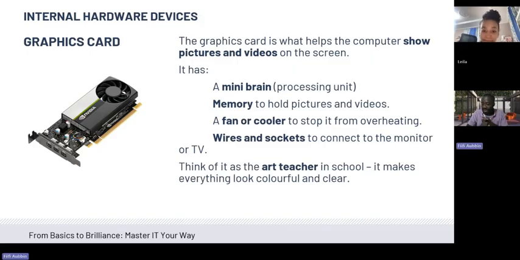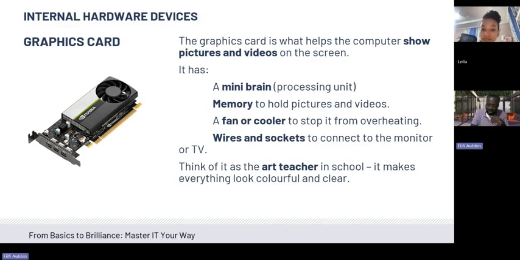The graphics card has a mini brain, like a processor. So there is a small processor attached to it. If not, the burden will be on the main processor, and we don't want to overburden the main processor with processing graphics and pictures. Then it also has memory to hold pictures and videos. So whatever is happening on your screen, it is the mini processor and the memory in your graphics card that is holding everything together.